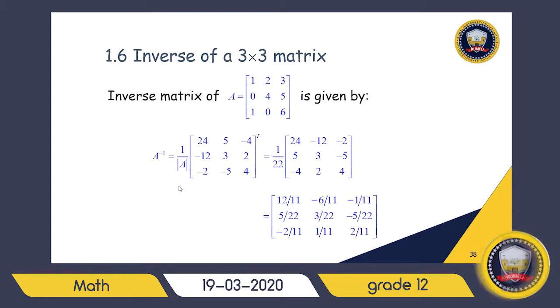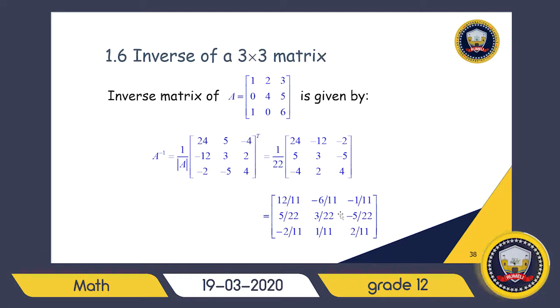So basically it's more than one step. First step, we have to find the determinant. The second step, we have to find the cofactors of this matrix. We have to take the transpose of this matrix and then multiply this coefficient by this matrix to get the inverse matrix of A.